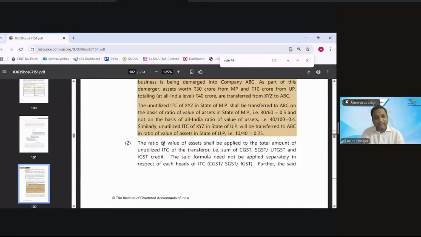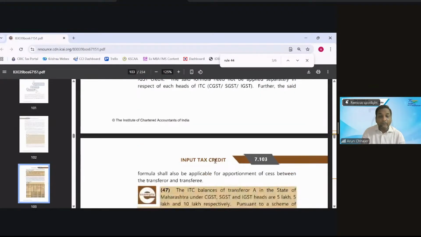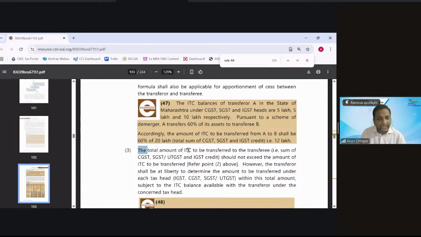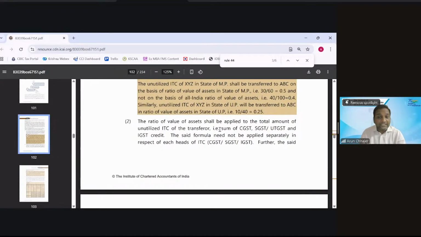The ratio of the value of the asset shall be applied to the total amount of unutilized ITC. The said formula need not be applied separately in respect to each head. Further, the said formula shall also be applicable for apportionment of the cess between the transferor and the transferee. The total amount of the ITC to be transferred to the transferee shall not exceed the amount of the ITC to be transferred referred in point two above. What was point two? The ratio of the asset shall be applied to the total amount of unutilized ITC consolidated including cess.